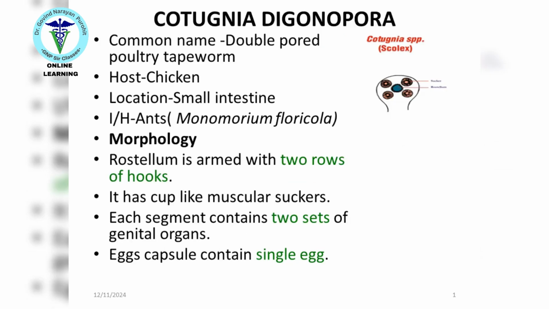Cotugnia digonopora, also known as the double-pored poultry tapeworm, infects chickens and resides in the small intestine, using ants as intermediate hosts. The rostellum is armed with 2 rows of hooks, and each segment contains 2 sets of genital organs. Egg capsules contain a single egg.